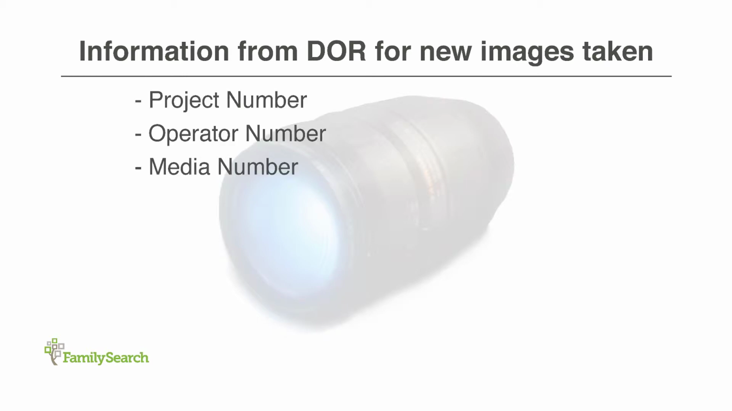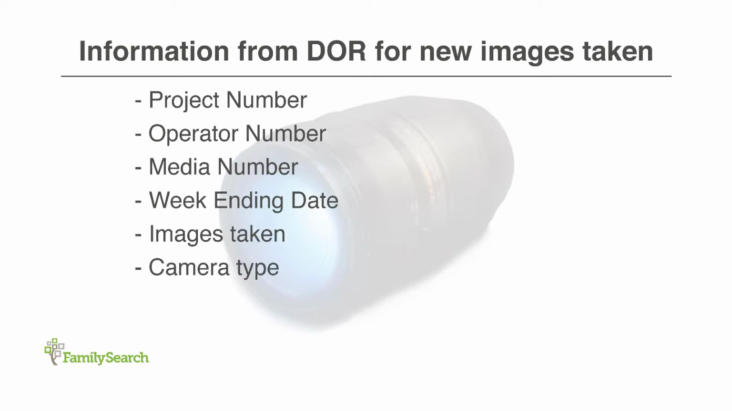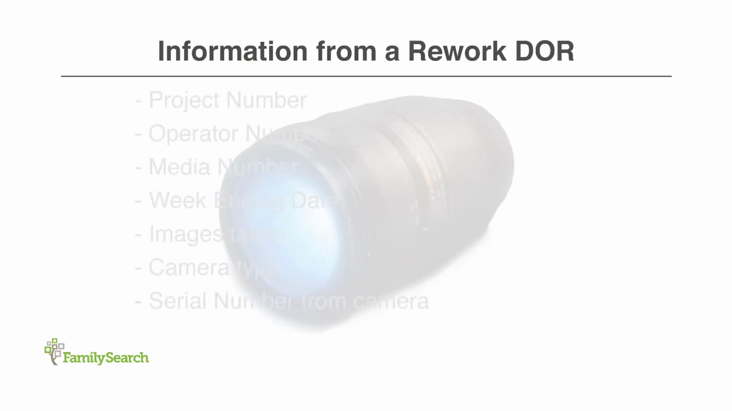The information you need from the DOR for new images taken is the project number, your operator number, the media number, the week ending date, the images taken, the camera you are using, and the camera's serial number. The information you need from a rework DOR is the number of images taken for a rework. Make sure not to list the images taken for a resend. If there is a resend and a rework in the same DOR, you will only have to record and total the number of images of the rework folders, omitting the images of the resend folders.